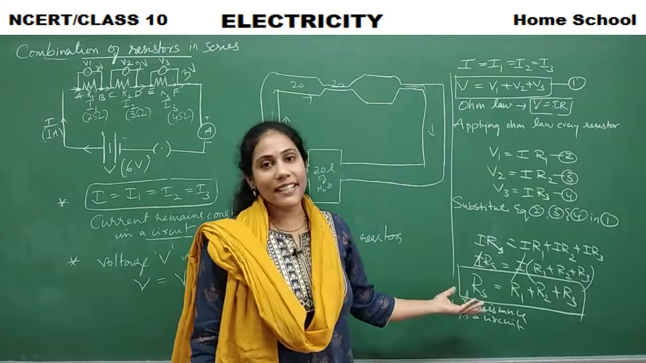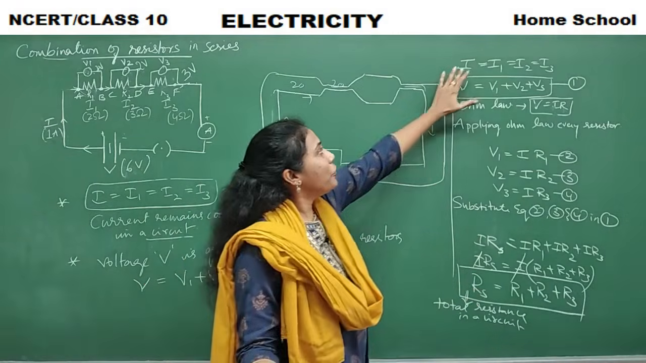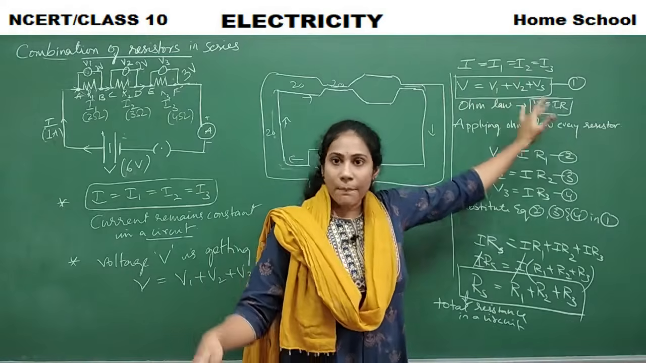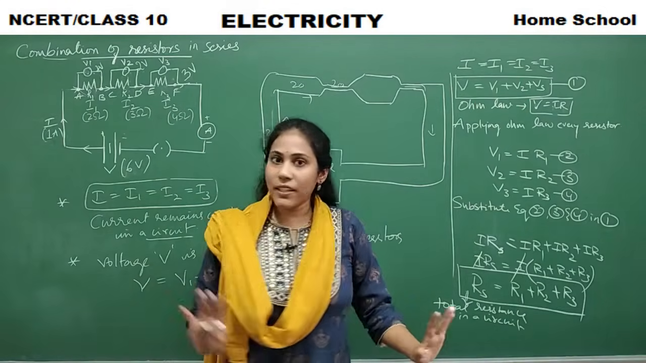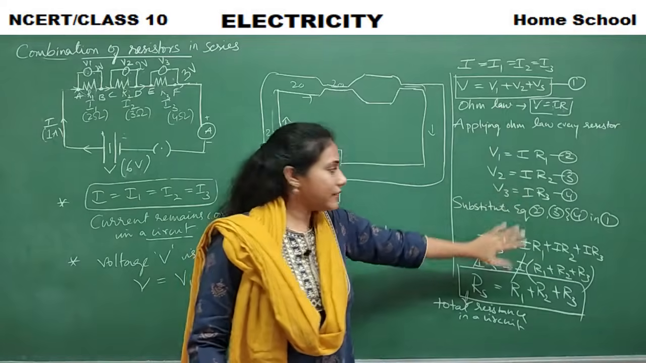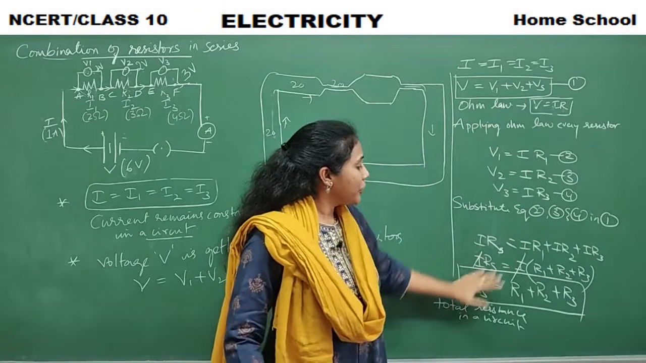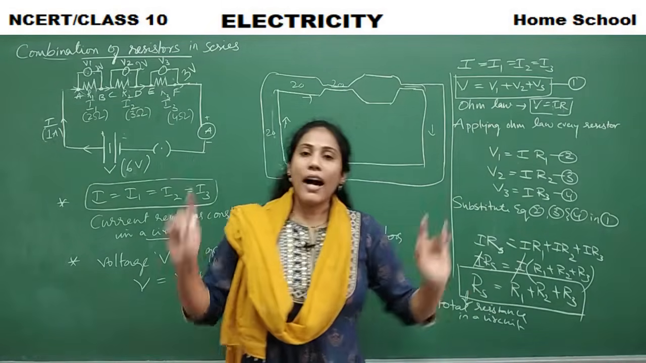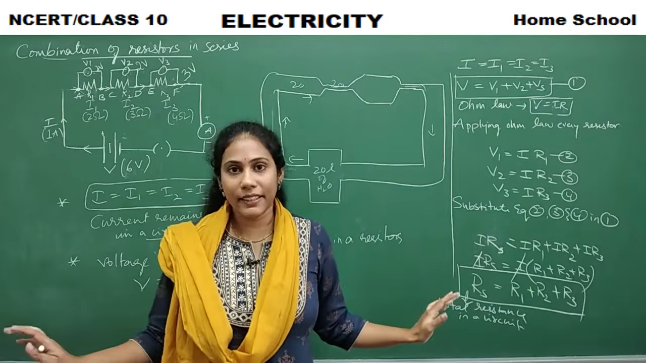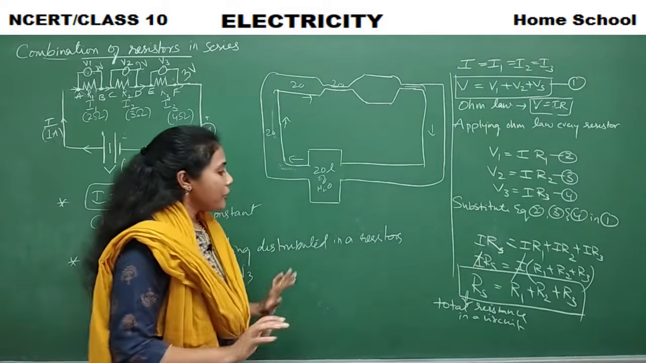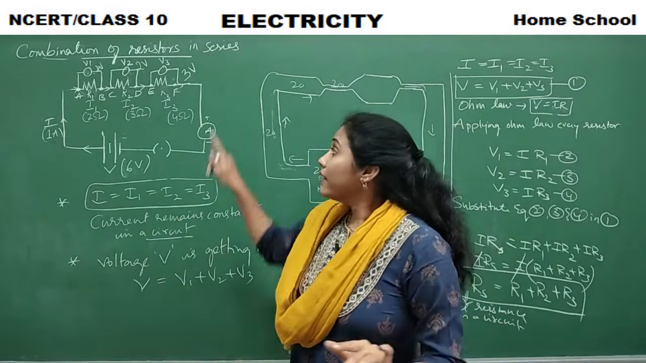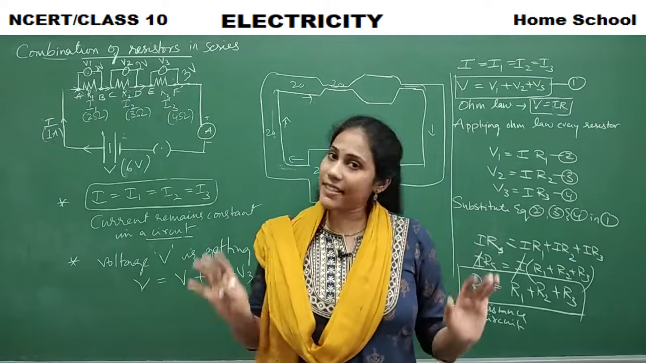So it is very easy, nothing much is there. You just have to know I is constant and total voltage is equal to the sum of the individual voltages on the resistors, right? And then apply Ohm's law for everything. Substitute in this, you get RS is equal to R1 plus R2 plus R3. Clear? Fine. So that's all about the concepts regarding the combination of resistors in series.